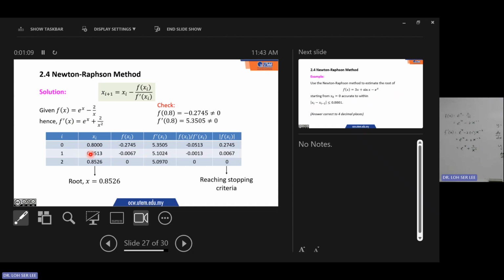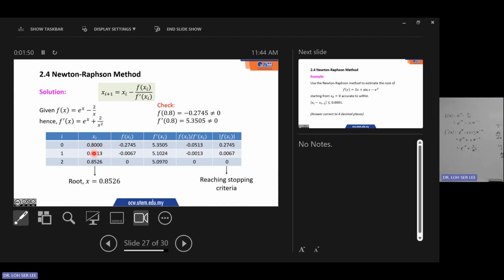Then we want to get the next x. If we want to get the next x, we use this formula. This formula means x minus the ratio. So this is your x, this is your ratio. It means 0.8 minus negative 0.0513. Minus minus, you get a plus. That's why you get this 0.8513. Got it? Use this formula, x minus ratio. Minus minus, you get a plus.